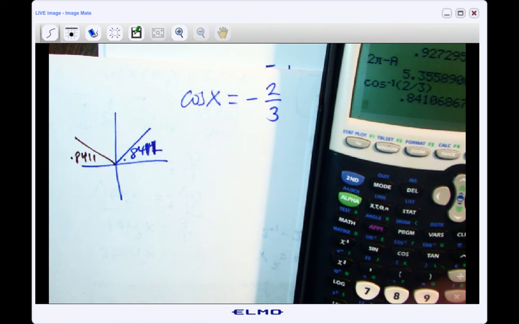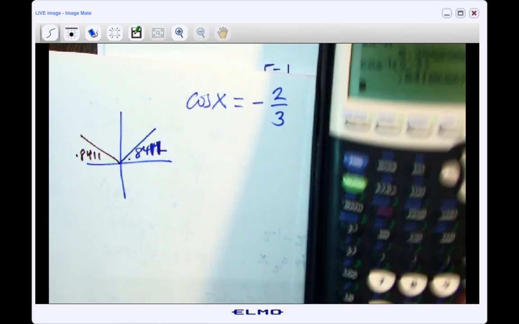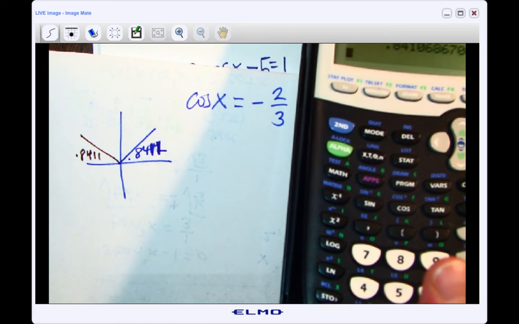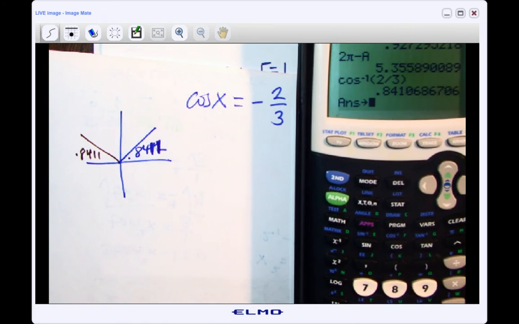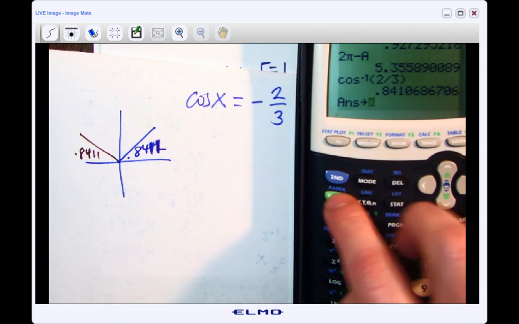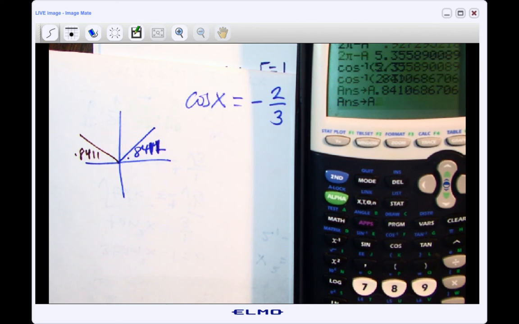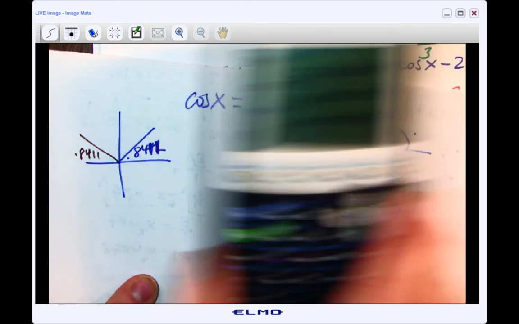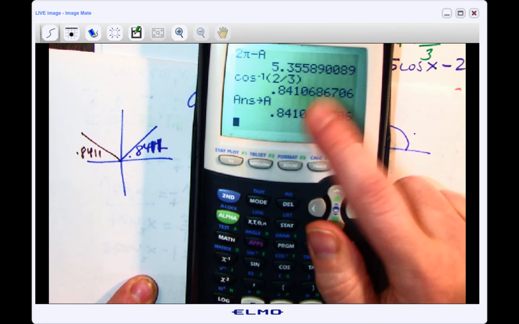Okay, so if I store that answer again, I'm hitting my STO button down here, and I'm just going to store it as A again because I don't need the A from the last question. So it's just going to store it on top. That stores it for me.